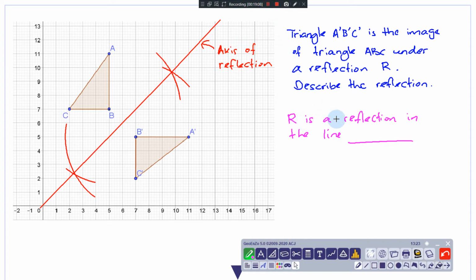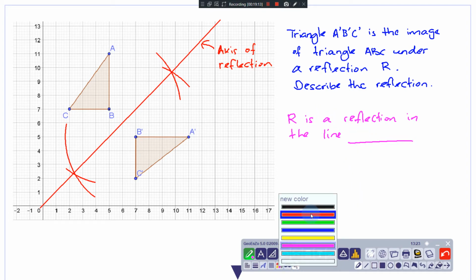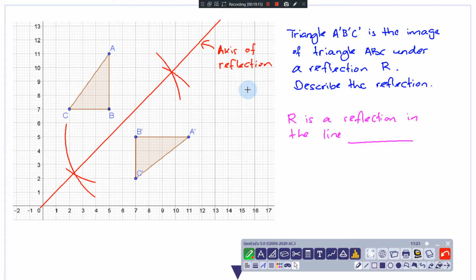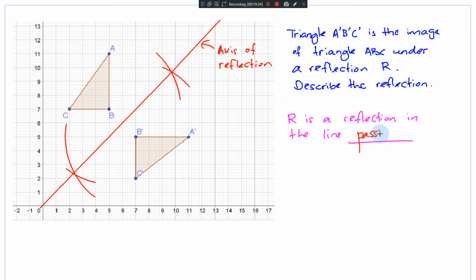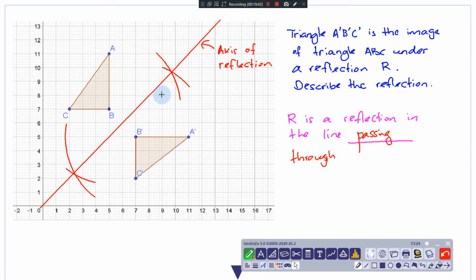You can do this way. R is the reflection in the line passing through GH. Okay, let me use another color. So this is slightly different from just now. It's not y equal to what or x equal to what. This is in the form y equal to mx plus c. Since you haven't learned about that, how do we tell people about this straight line? In the line passing through, okay, just give 2 points that fall on this straight line.